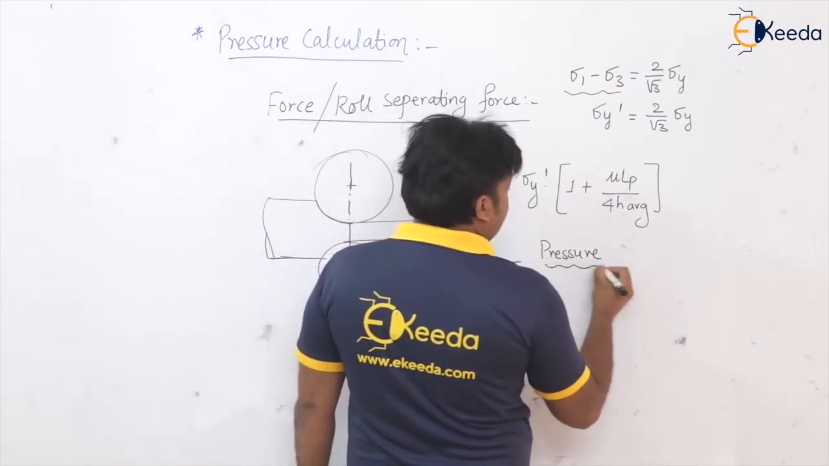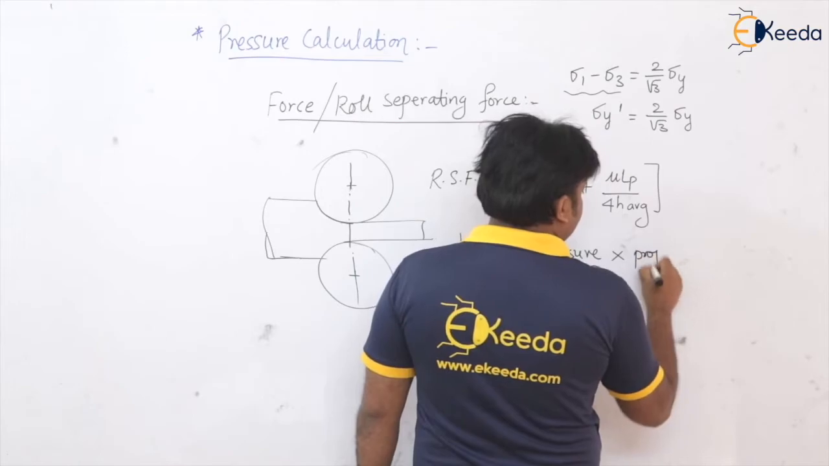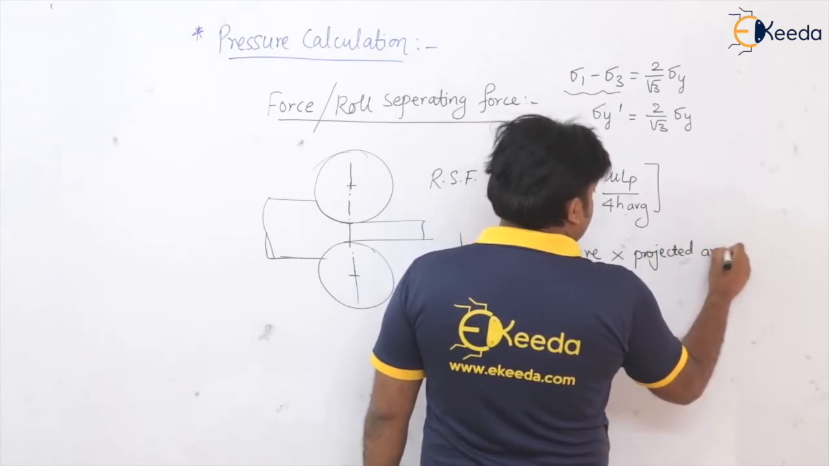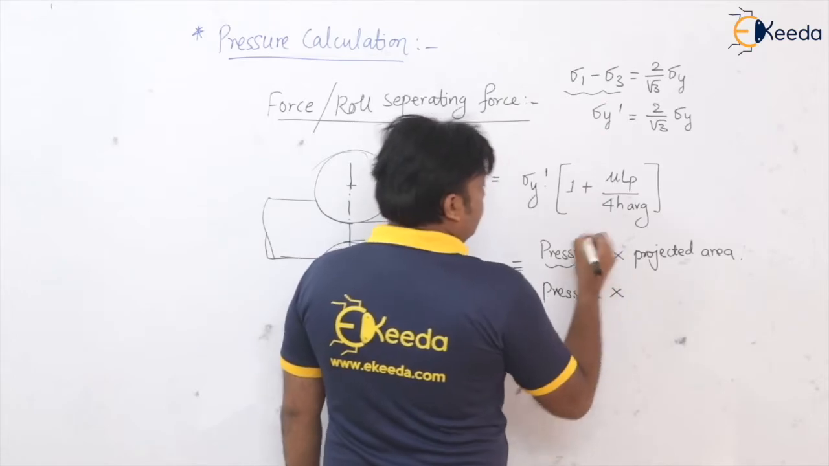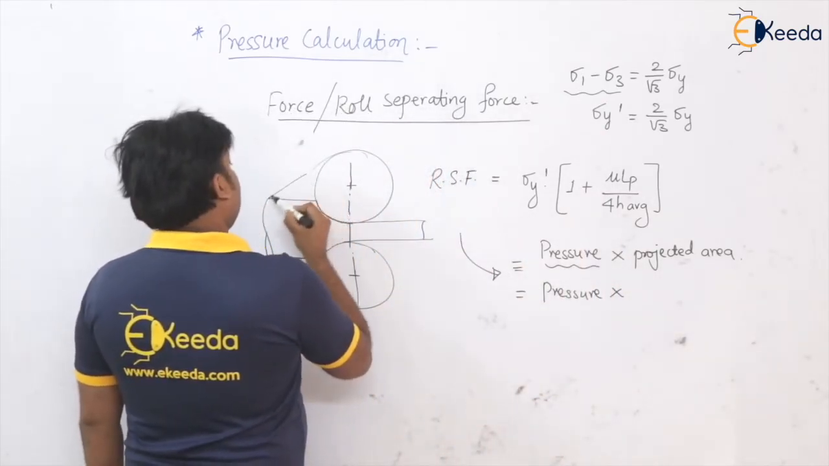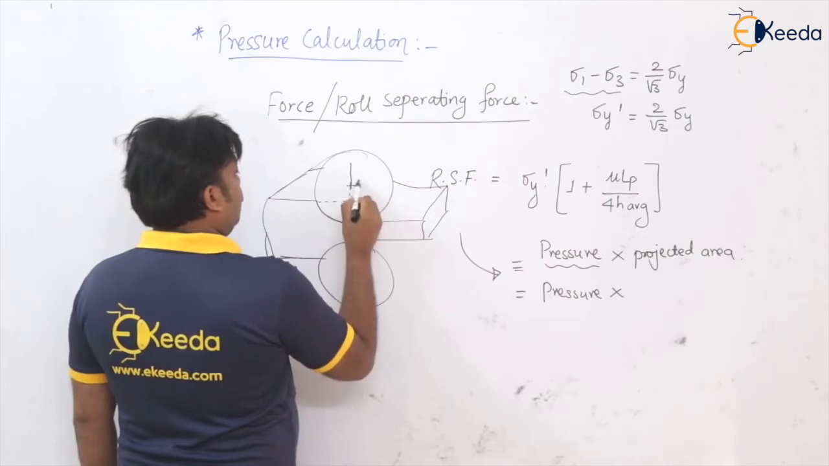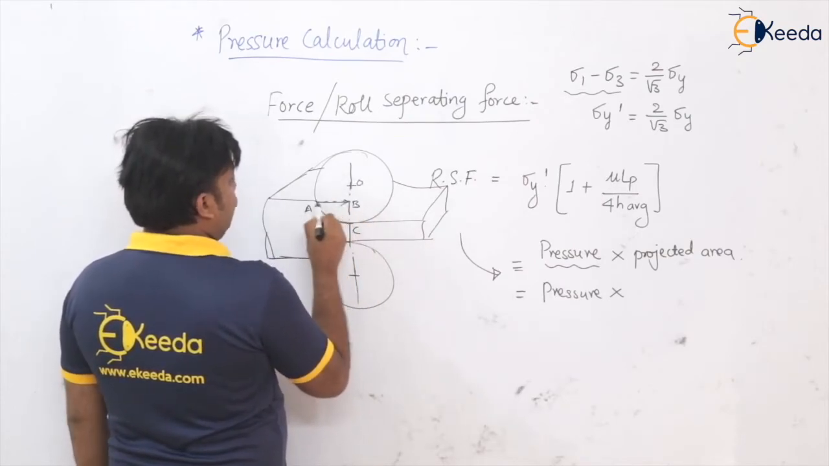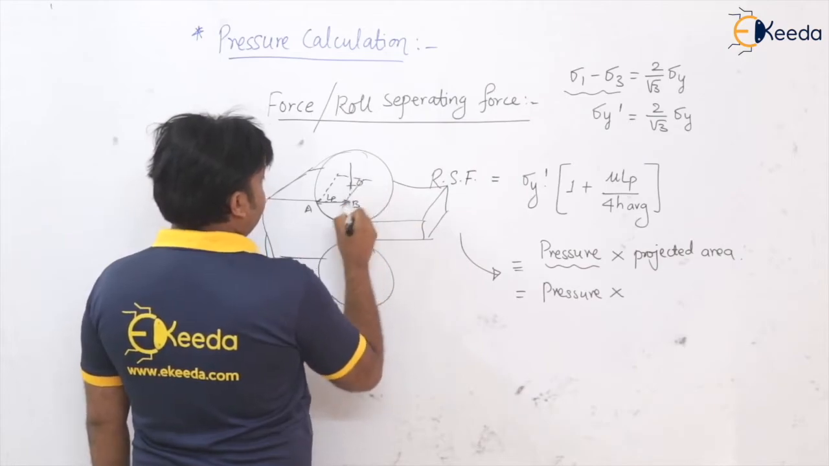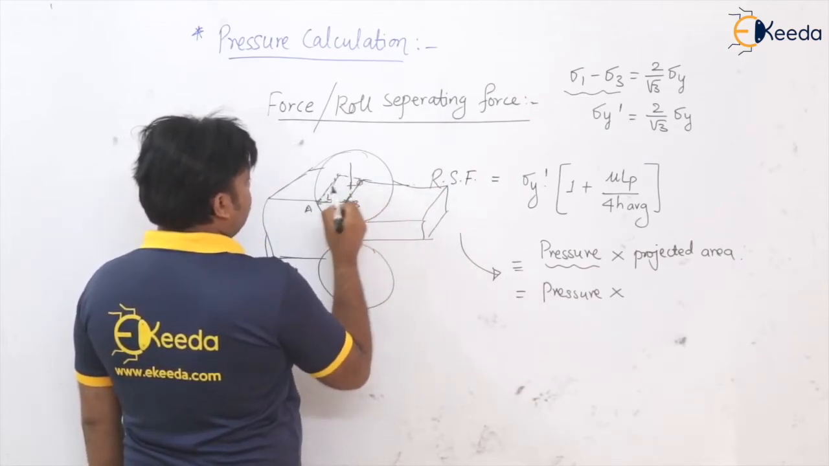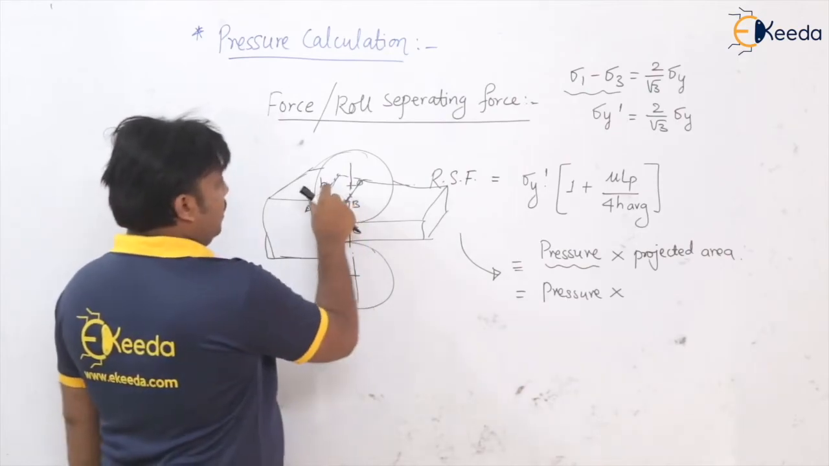If you multiply this pressure value by this contact area, or you can say this projected area, what can we get? Pressure into what is the projected area? See here, we already discussed this. This is O, A, B, and this is C. This AB is the length of arc of contact. So this length of arc of contact into the width of the strip, and the width is going to be the same throughout the operation. This L_p, the length of arc of contact, into this width b, is our projected area.